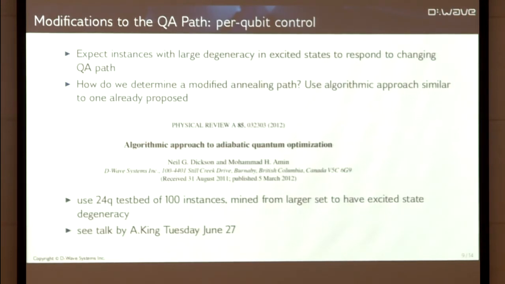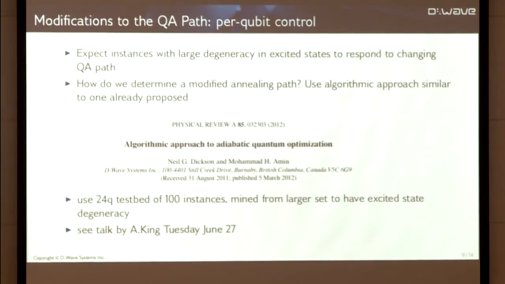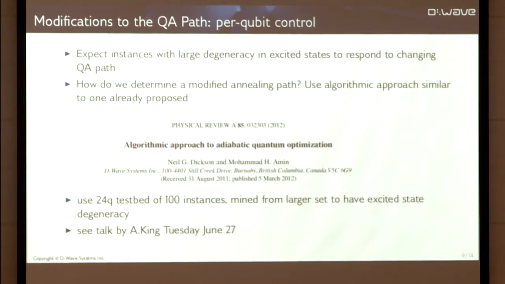So where would we want to be able to use this? Well, to illustrate the efficacy of advancing and delaying, we expect that instances that, like I said, have a large degeneracy in excited states to respond to changing your anneal path on a per qubit basis. So how do we actually determine a modified anneal path? Well, we can use an algorithmic approach similar to one already proposed by some colleagues about 5 years ago. And actually, there's been a lot of other work, I think by Altshuler and Farhi, on how changing your path on a per qubit basis can avoid a first-order phase transition or lift a small gap in an instance.